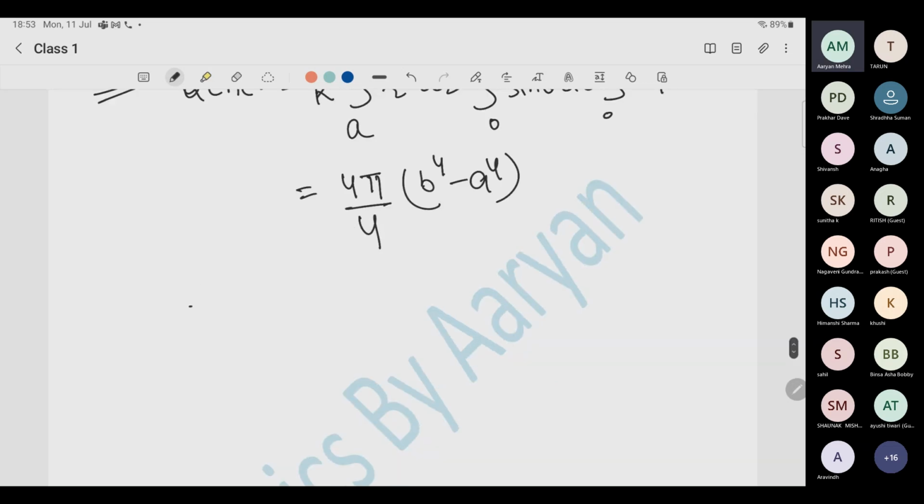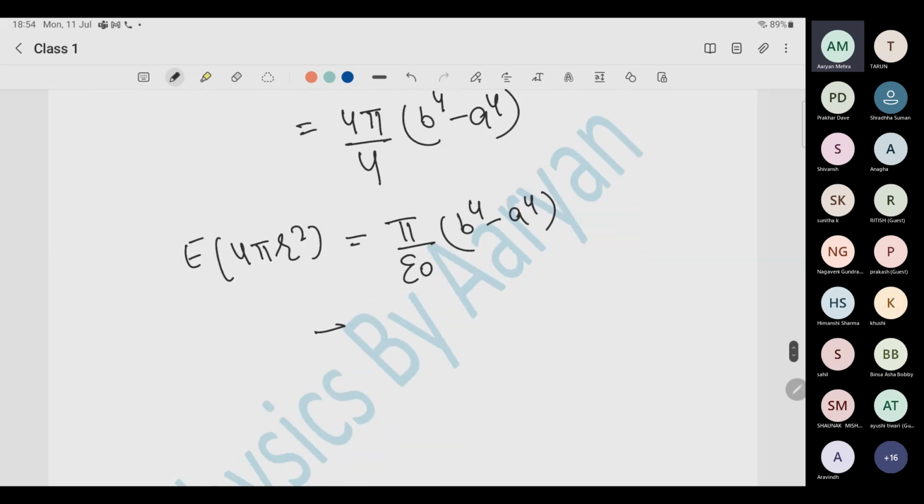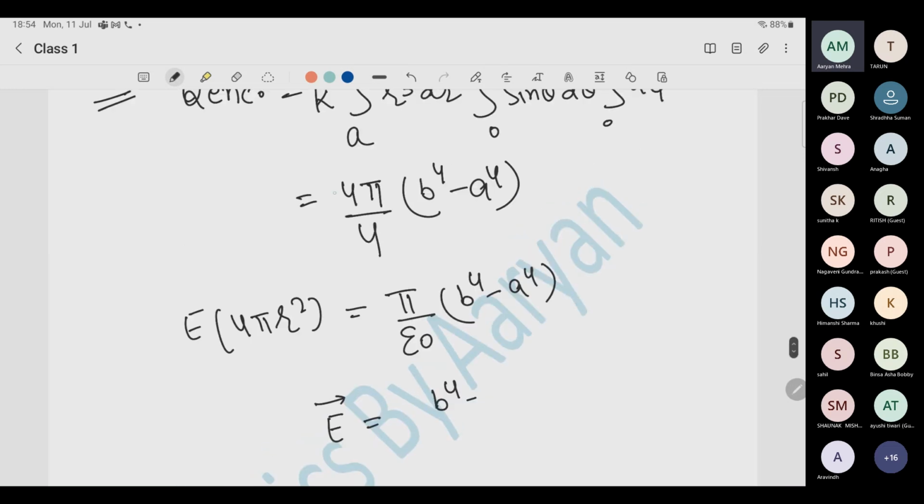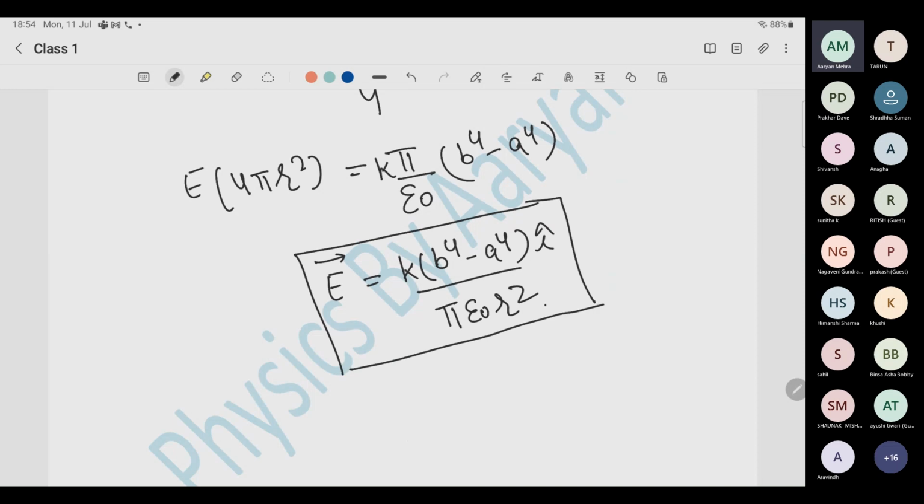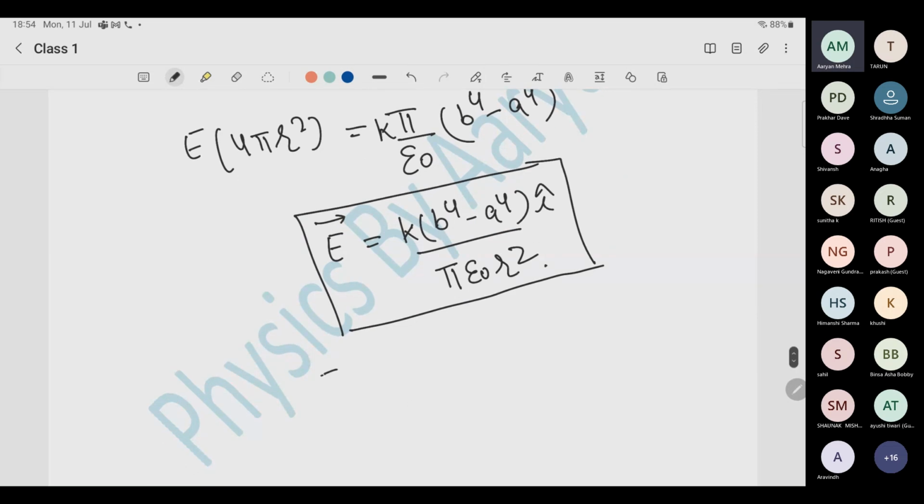Your left hand side is already E into 4 pi r square, and this is pi by epsilon naught times b raised to 4 minus a raised to 4, and your electric field will be, sorry, there will be k also. So k times b raised to 4 minus a raised to 4 over pi epsilon naught r square. Now you can see your electric field is varying as, is it directly proportional to r square?